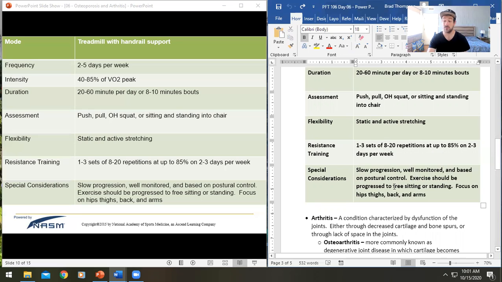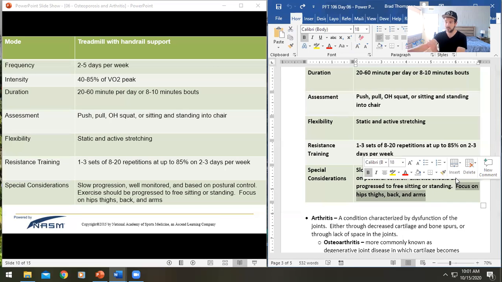Exercises should be progressed from free sitting up to standing. So again, you're going to try to build up your client's balance and confidence, then get them up onto standing. And then I love this bit down here. Focus on the hips, the thighs, the back, and the arms. These are the number one places because these are all long bones. Long bones tend to be more at risk for bone density issues.